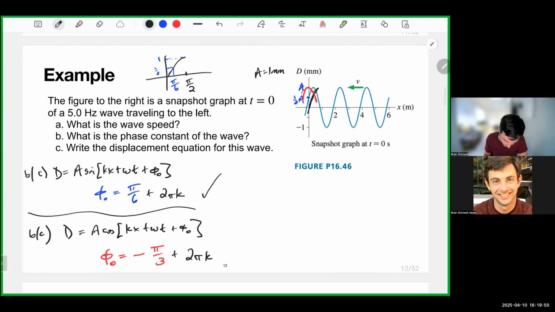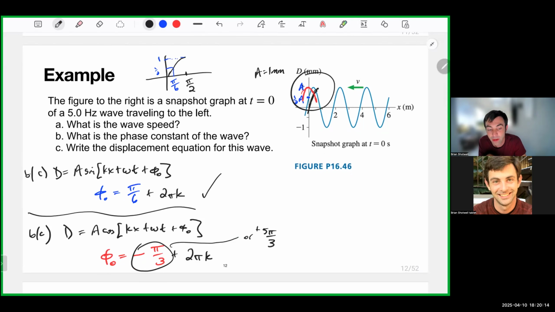And for this one, instead of negative pi over 3, or negative 60 degrees, we would probably say that it's plus 300 degrees, or 5 pi over 3. Same thing, right? That's just adding in 2 pi. So you could start with a cosine, and if you're forcing the phase constant to be positive, you have to move the graph to the left. Instead of moving it to the right 60 degrees, you can move it to the left 300 degrees. It also produces the same graph.